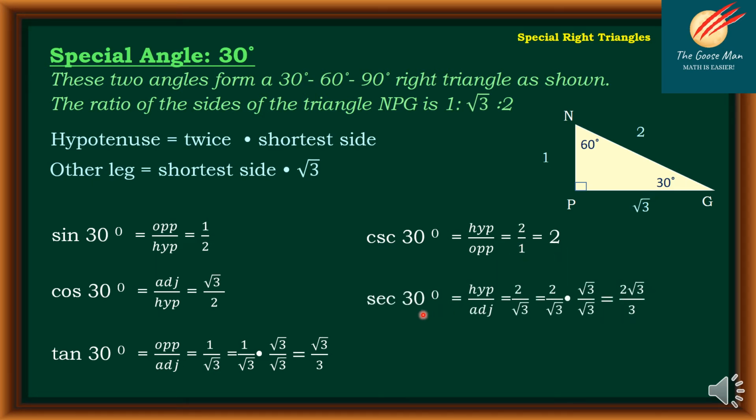While secant 30 degrees is equal to hypotenuse over adjacent, that is 2 over square root of 3. If we rationalize this, we multiply both the numerator and denominator by the square root of 3, so we come up with 2 square root of 3 over 3. And finally, cotangent 30 degrees is equal to adjacent over opposite, so square root of 3 over 1 is equal to square root of 3.